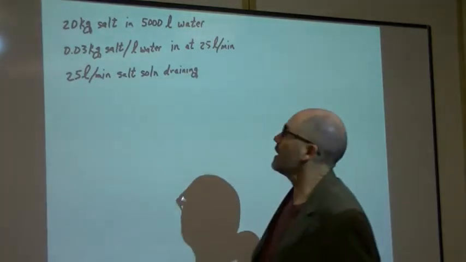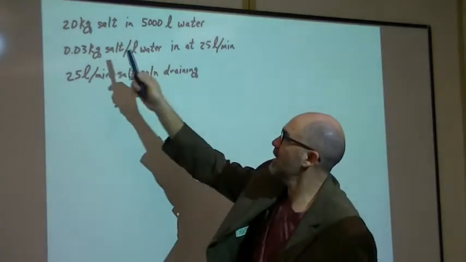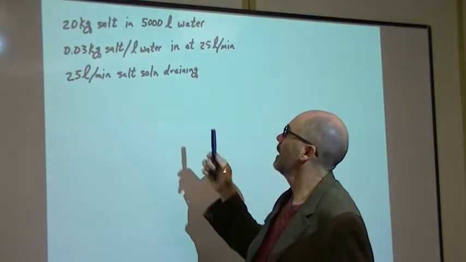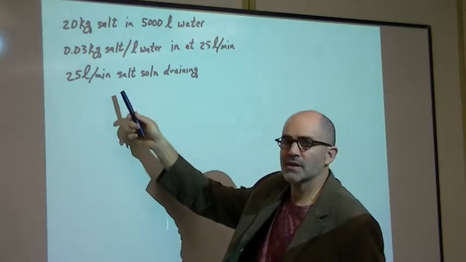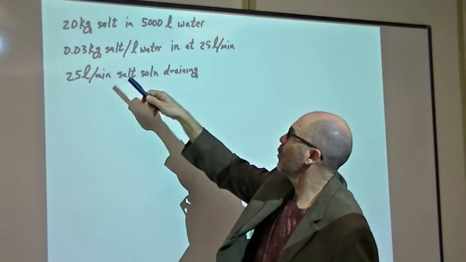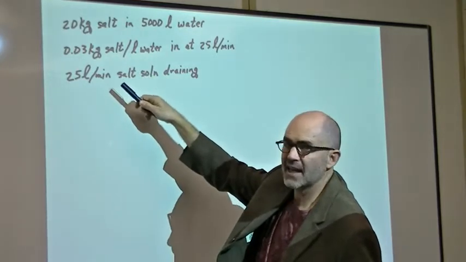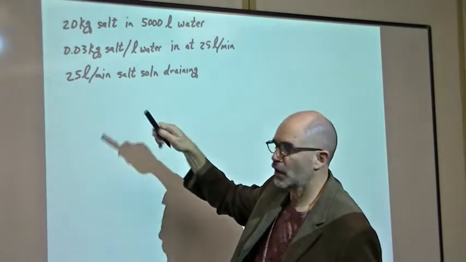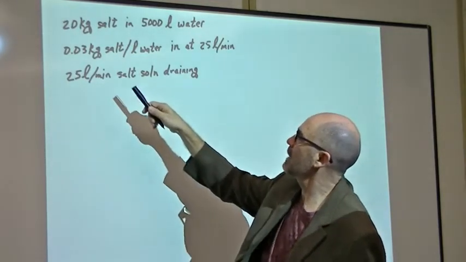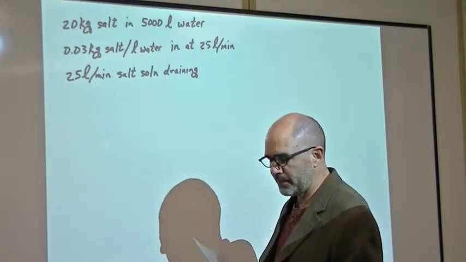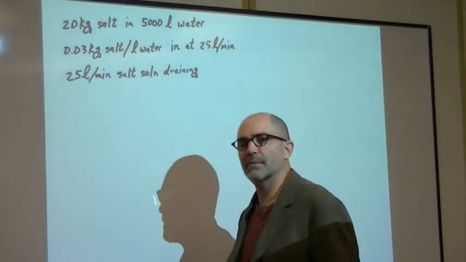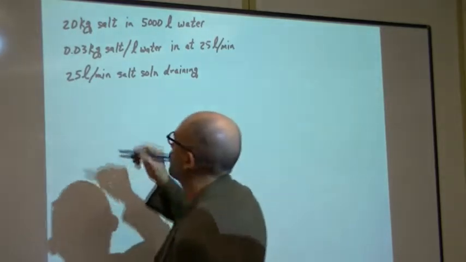Now, the salt coming in is exactly 0.03 kilograms of salt per liter of water. But the salt going out is going to be constantly changing because it's whatever the concentration of salt in the tank is, which will be homogeneous, leaving at 25 liters per minute. Okay, so the question is how much salt is going to be present in a half an hour or 30 minutes.